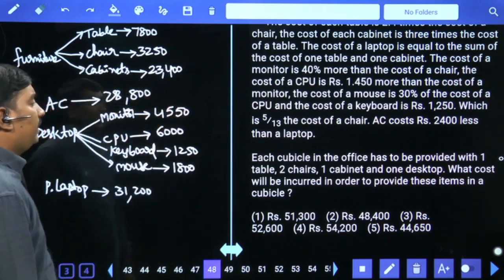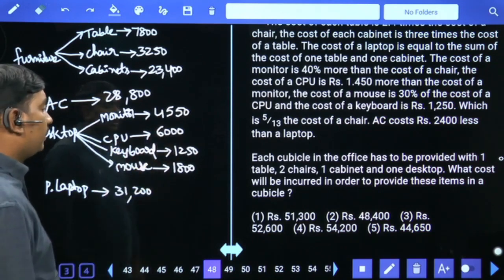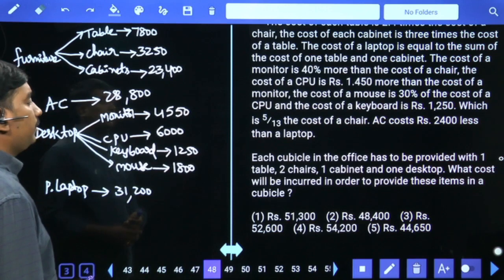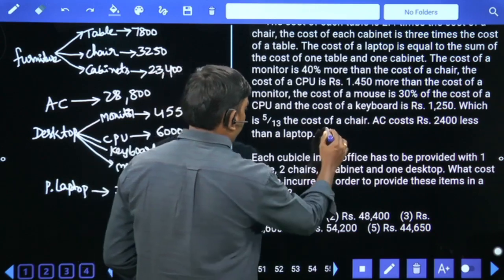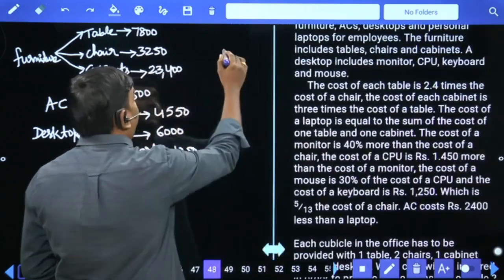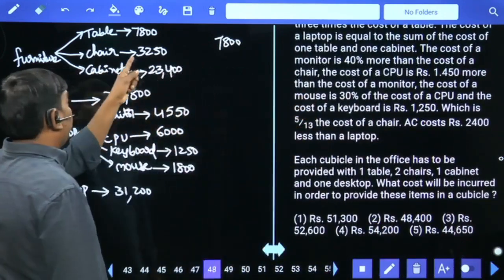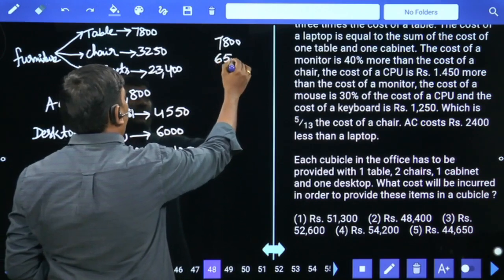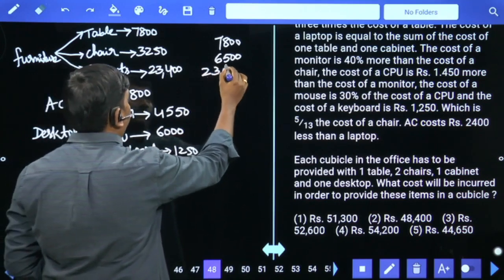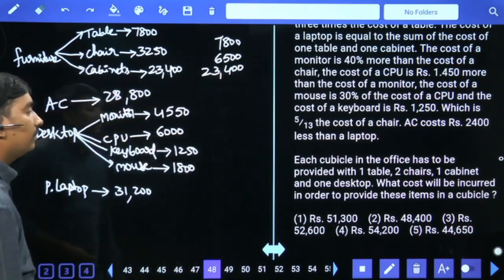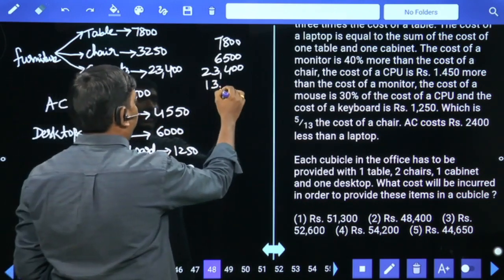Each cubicle in the office has to be provided with 1 table, 2 chairs, 1 cabinet, 1 desktop. What cost will be incurred in order to provide these items in a cubicle? Cubicle includes 1 table. Table cost is 7,800. 1 table means 7,800. 2 chairs. Each chair 3,250. 2 chairs means 6,500. 1 cabinet, 23,400. And 1 desktop. Desktop means including all these values 13,600. Already we did earlier question.